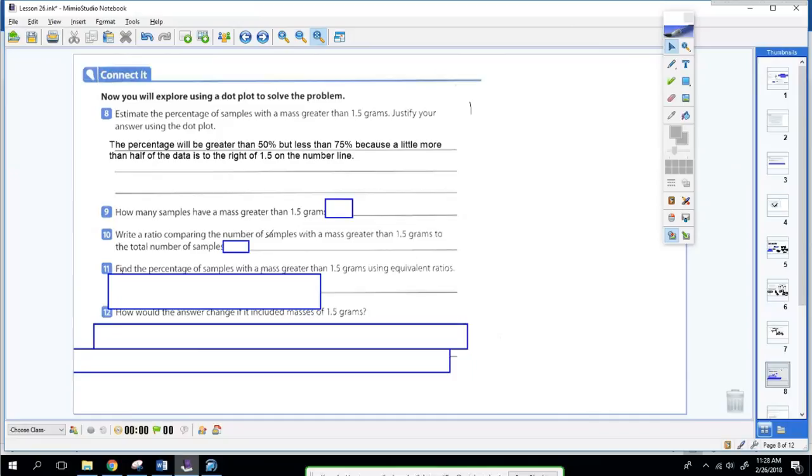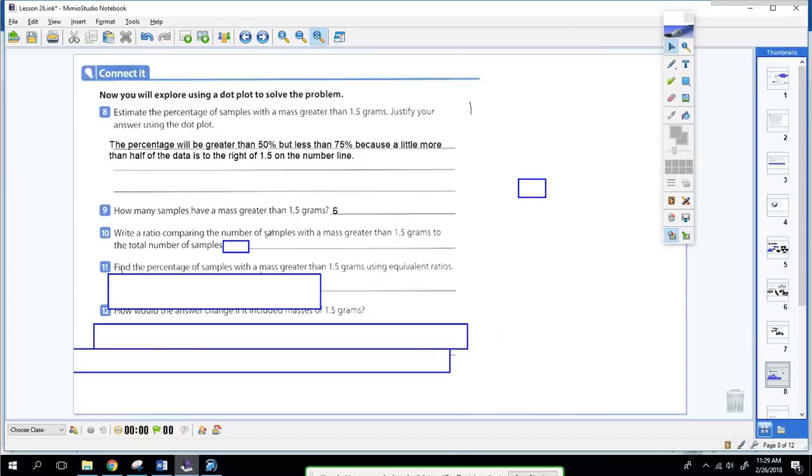So how many samples have a mass greater than 1.5? Well, we already said it was 6. So we're going to write a ratio of the number of samples with a mass greater than 1.5 to the total number. There are 6 samples greater than 1.5, and 4 samples that are 1.5 or less. So 6 plus 4 is 10. So I have a 6 to 10 ratio of the samples greater than 1.5 over my total.